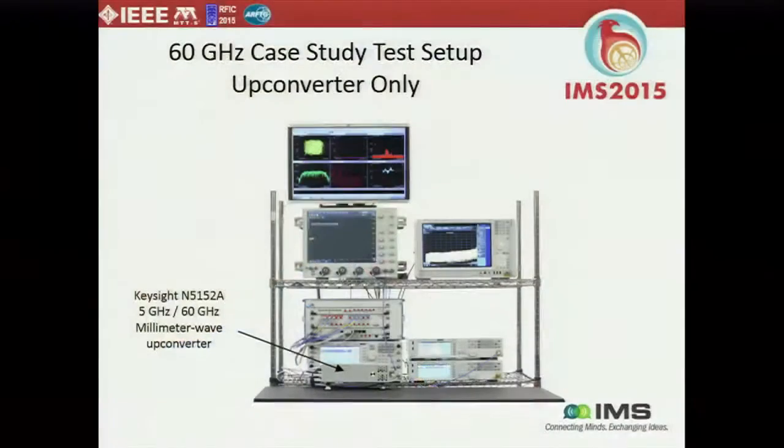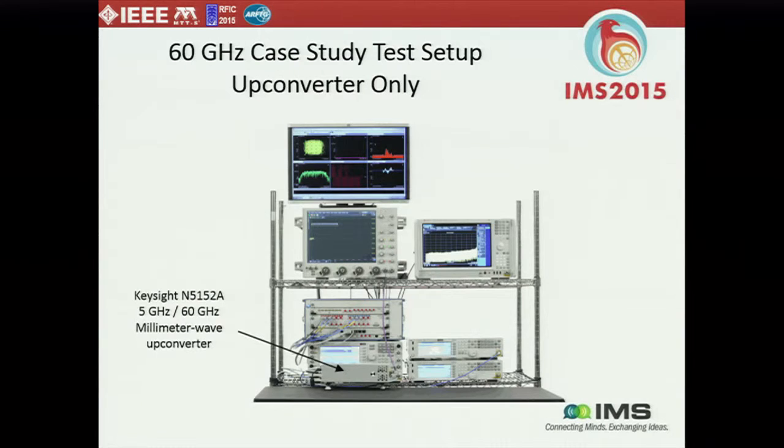Okay, so now let's take this a step further and let's get up into millimeter wave. The signal generator that we had used for the 28 gigahertz case study actually has a frequency range of up to 44 gigahertz. So the combination that I just showed previously can generate signals with modulation bandwidths of up to 2 gigahertz, at frequencies up to 44 gigahertz.